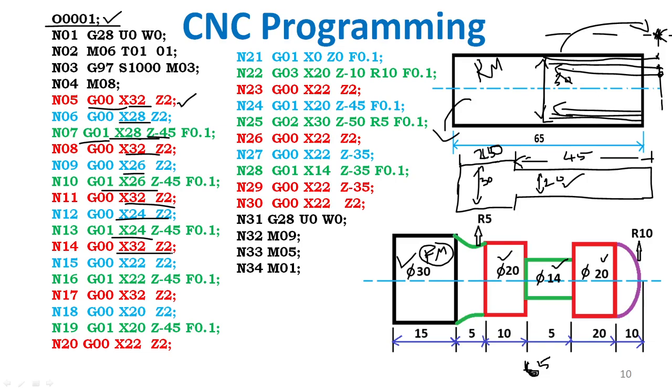Here the safety position, then again X22 Z2. X22 Z40 linear interpolation, feed rate is 0.1. Then safety position, then X20 Z2, X20 Z40 linear, feed rate is 0.1. Then move to the safety position X22 Z2. So X22 Z2 is enough.